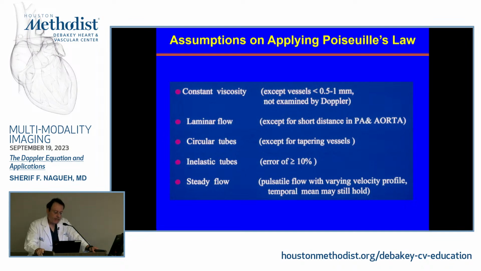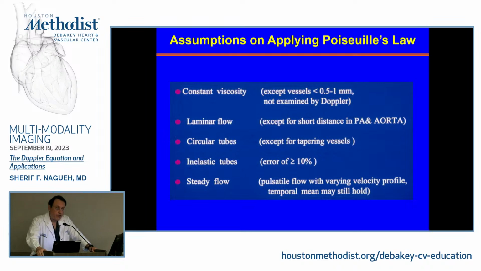The second point is laminar flow. If we talk about the normal circulation, flow is mostly laminar except for very short distances in the pulmonary artery and the ascending aorta, the aortic root. Once you pass these very concrete areas, if you would, flow is indeed laminar. And so again, that's not a major limitation for normal flows. We are not talking about situations where there is vessel stenosis or valve stenosis.